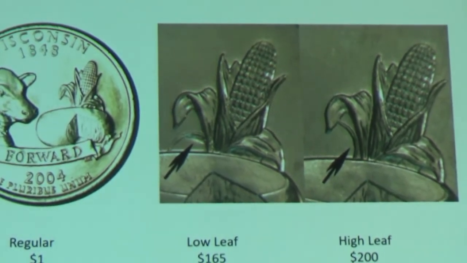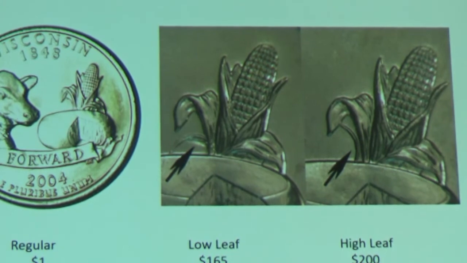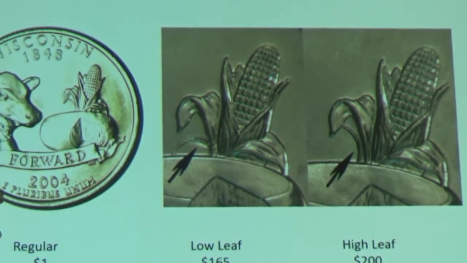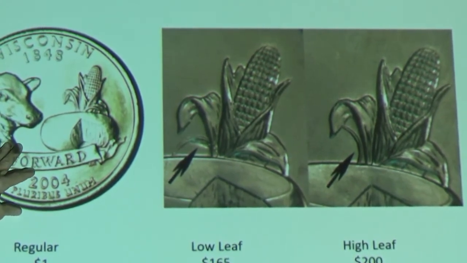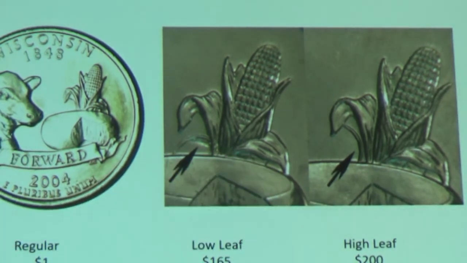NGC and PCGS a long time ago used to have special holders with all three coins in it. So you have the regular one, you have the low leaf and the high leaf. It's pretty nice.